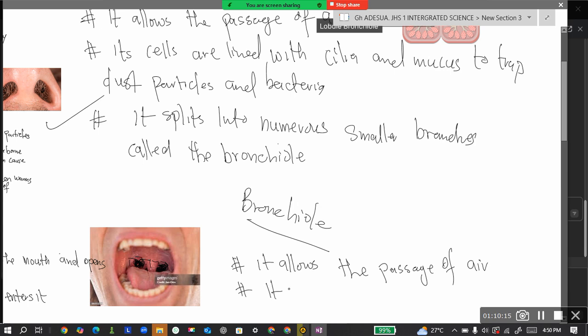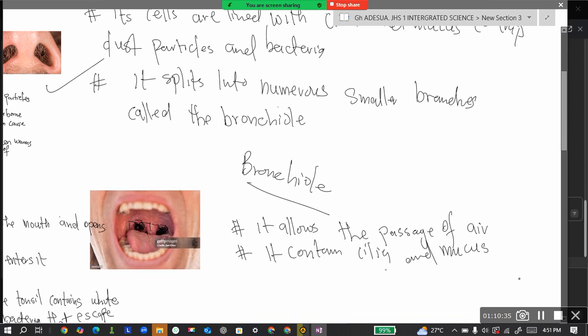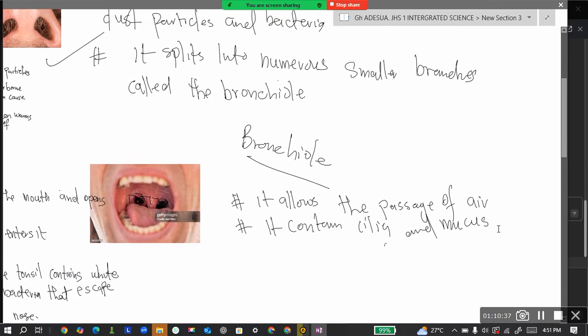It also contains cilia and mucus. And you know what the cilia and the mucus do? They trap dust particles and bacteria. So you continue yourself. When you reach here, you continue yourself: that traps dust particles and bacteria.